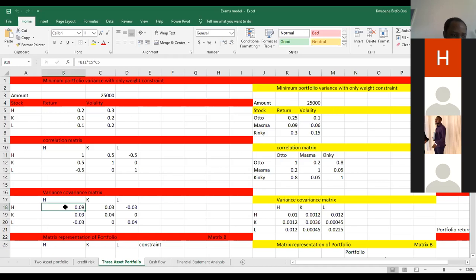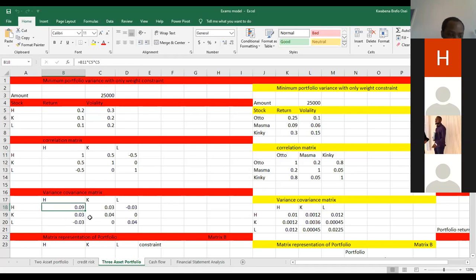Correlation of B11. B11 is what? It's the same thing, 1 times C5. What is C5? Exactly, volatility of H times C5, all squared. That is red, so it's almost the same thing.